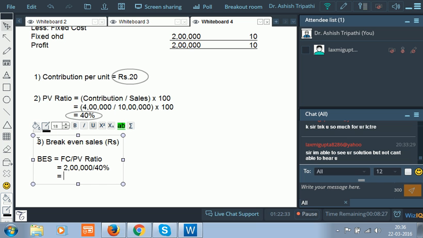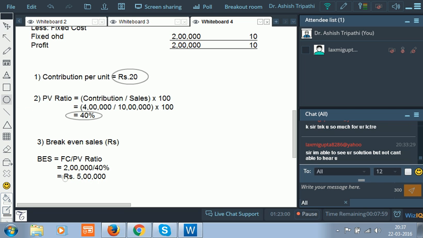So that is equal to 2 lakh divided by 40% will give you rupees 5 lakh. Okay, so we were able to calculate break-even sales in rupees. So again we will have to circle this because this is our solution.